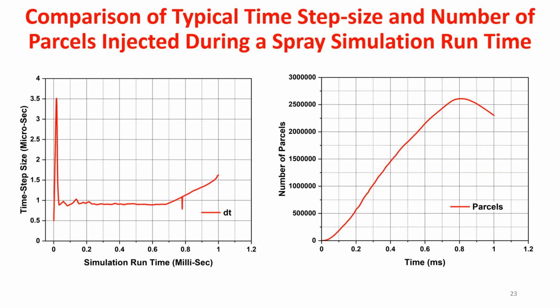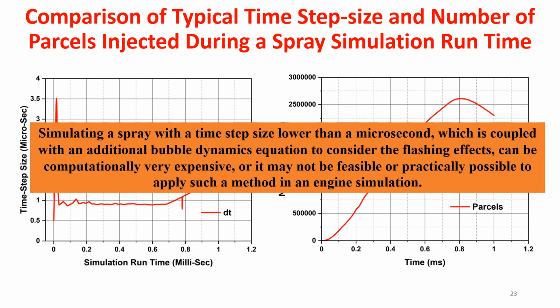This slide shows the typical time step size, which is approximately 1 microsecond, and the number of parcels injected during the spray simulation. Simulating a spray with a time step lower than a microsecond, coupled with an additional bubble dynamics equation to consider the flashing effects, can be computationally very expensive. It may not be feasible or practically possible to apply such a method in an engine simulation where we need to solve the same equation for several thousand parcels.